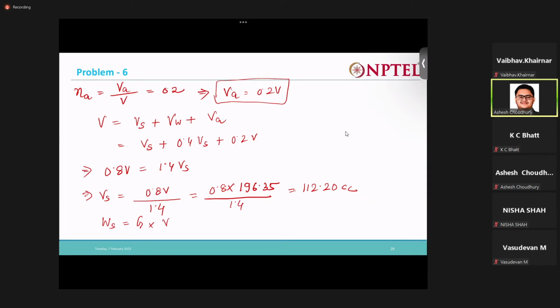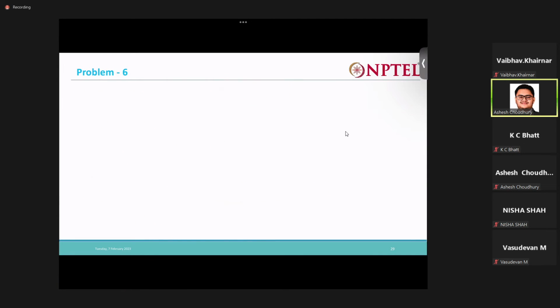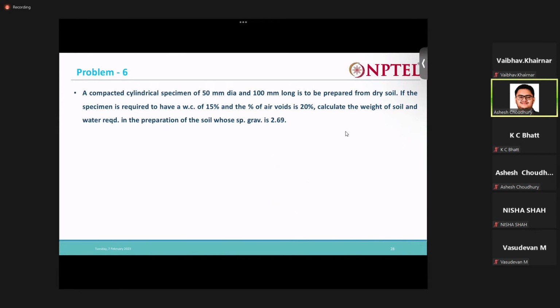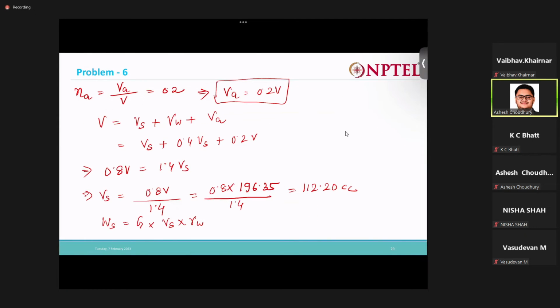G into Vs into gamma W. Because G, what is G? G is nothing but weight of solids by Vs into gamma W. So using this, you can find out the weight of solids. This 2.69, 2.1, 2.2 into 1 will be 301.82 gram.